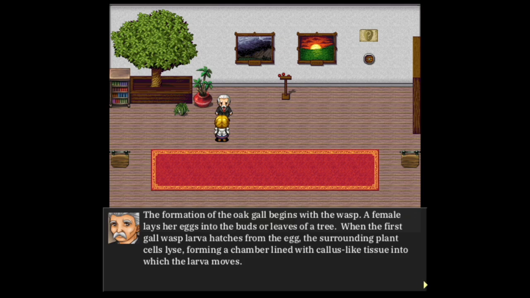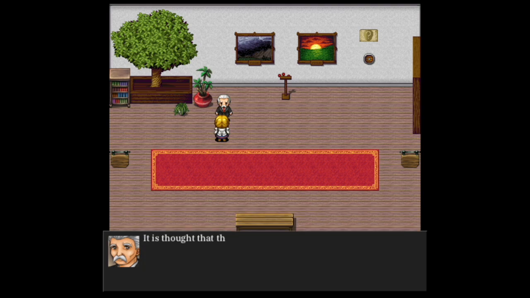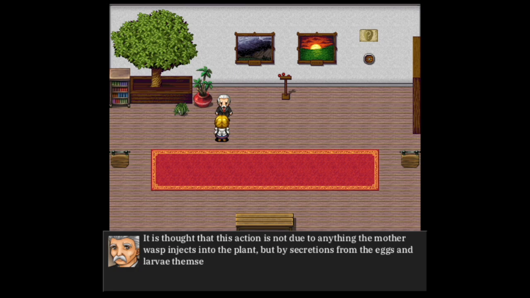When the first gall wasp larva hatches from the egg, the surrounding plant cells lyse, forming a chamber lined with callus-like tissue onto which the larva moves. It is thought that this action is not due to anything the mother wasp injects into the plant, but by secretions from the eggs and larvae themselves.